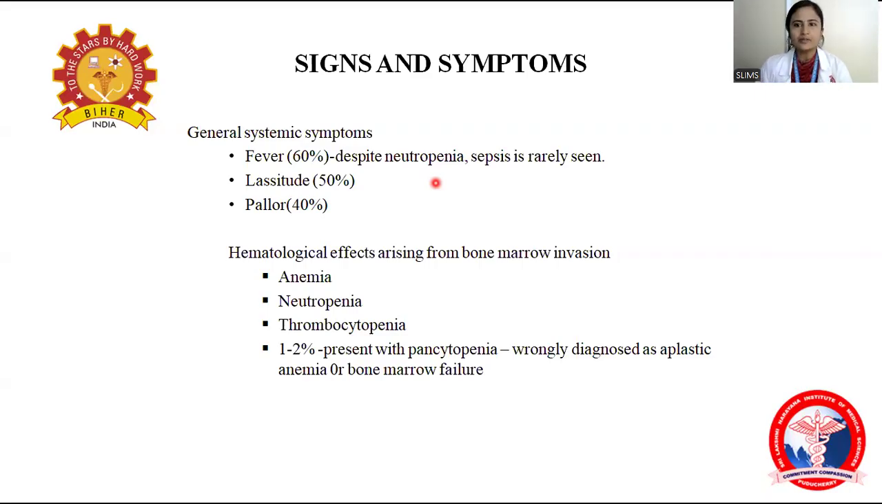Apart from this, they will have general or systemic symptoms like fever, seen in 60% because of the decreased neutrophil count. They will lead to neutropenia, though sepsis is rarely seen. They will have easy fatigability, and they will have pallor due to decreased hemoglobin.